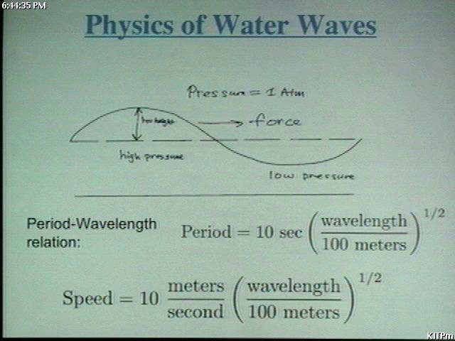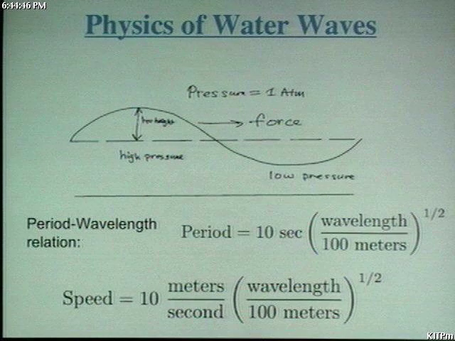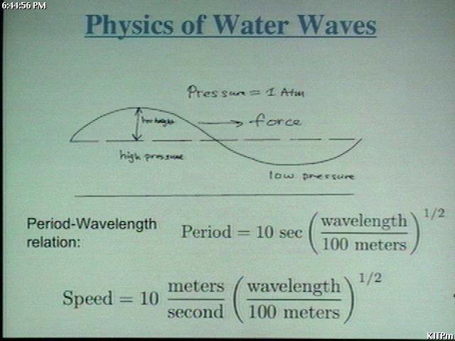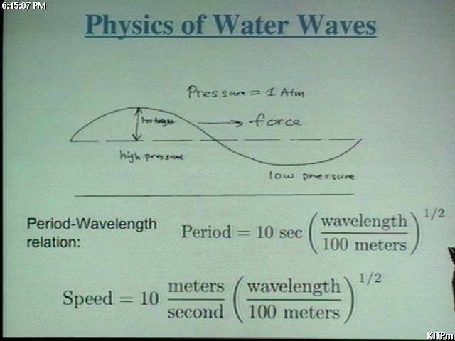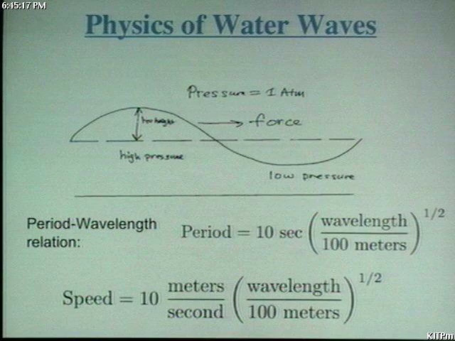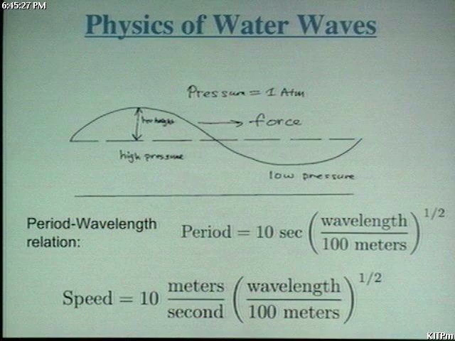So tsunamis basically all travel at the same speed, and it's just set by the depth of the ocean. And there's a very simple way to think about that speed: if you dropped an object in air from an altitude which is the height of the ocean, basically if you dropped an object from an airplane, which is roughly the depth of the ocean, the speed that it had when it hit the ground is roughly the speed that a tsunami travels at through the ocean. So it's hundreds of miles per hour. And that's why they can travel very rapidly over entire oceans in a fraction of a day.